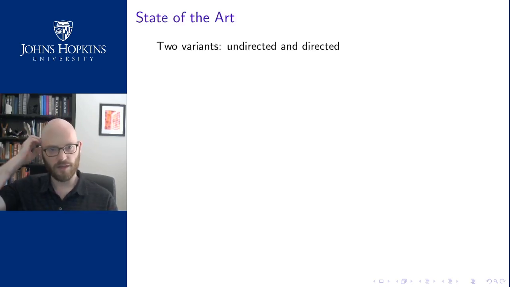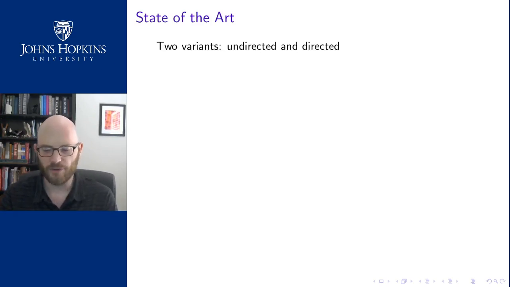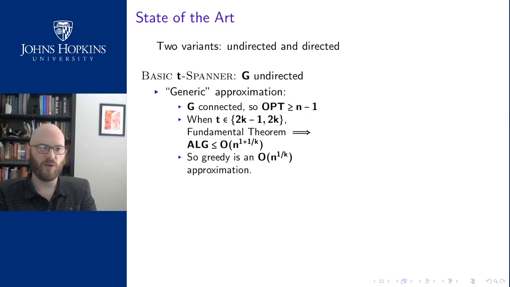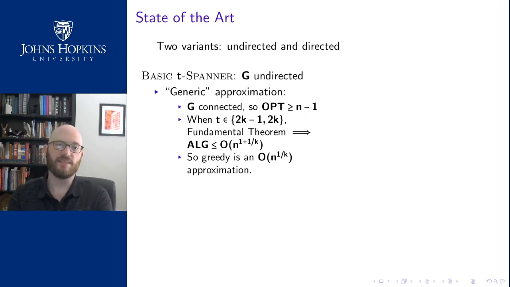We're going to talk about two main variants, an undirected variant and a directed variant. I want to go very quickly through the state of the art in order to place our new results in context. Basic T-spanner is the name of the problem when G is undirected. I give you an undirected G and a value T, and I say find me the sparsest possible T-spanner of G. One immediate thing you can see is that we already have a decent approximation, because we're assuming G is connected, so opt is at least n minus 1.